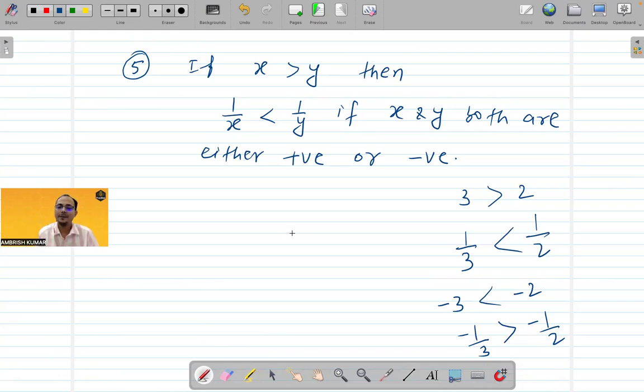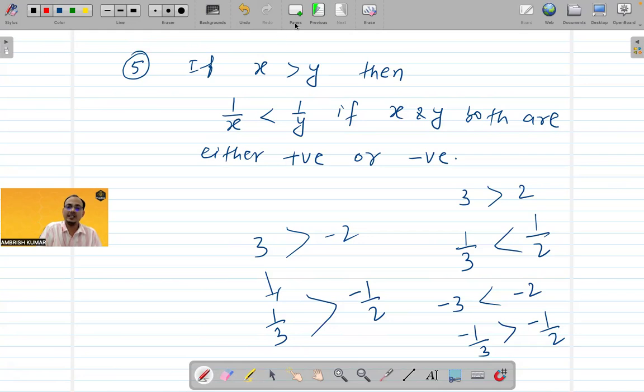But be careful. If we have one positive number and one negative number, like 3 is greater than negative 2. Now if you are taking the reciprocal, look, the reciprocal of 3, which is a positive number, is again positive. And similarly, negative 2, a negative number, its reciprocal is again negative. Positive will always be greater than negative. So in that case, we don't have to change the inequality sign. Clear? So you have to be careful where we can change the inequality sign, where we cannot change the inequality sign.